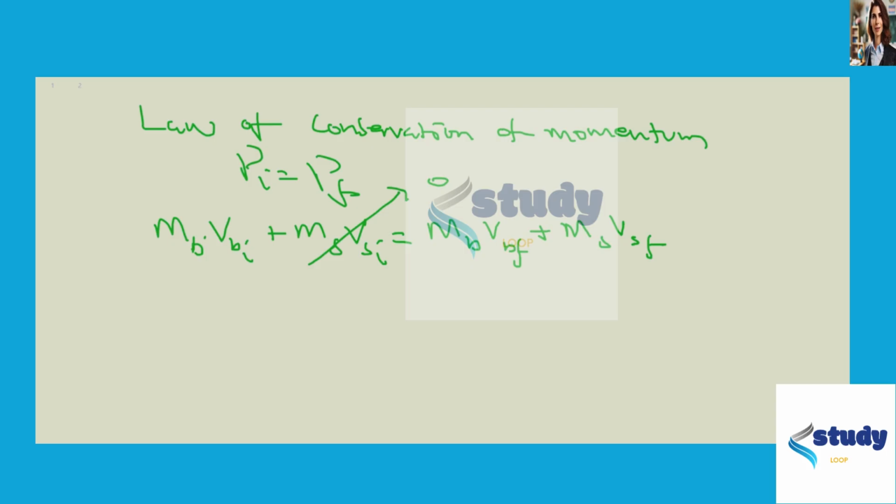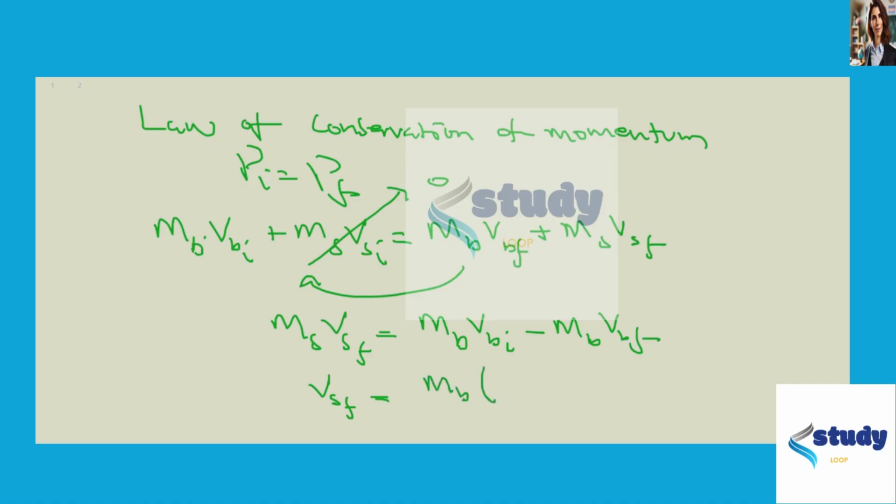In terms of variables, now we can move stuff. If we move this one to the right, we end up having the mass of the stone times the final velocity of the stone being equal to the initial momentum of the bullet minus the final momentum of the bullet. And so the final velocity of the stone is the mass of the bullet times the initial velocity minus the final velocity of the bullet, all over the mass of the stone. So this is the information that we have right now.